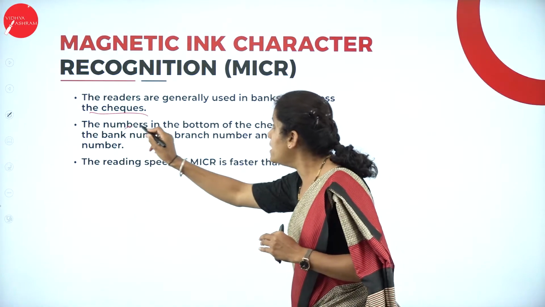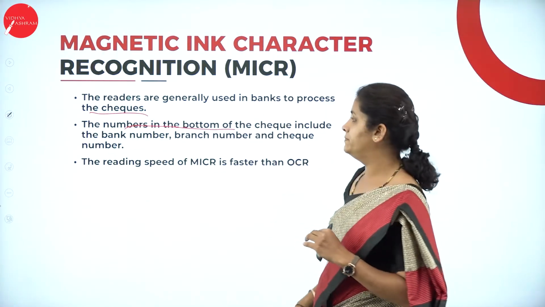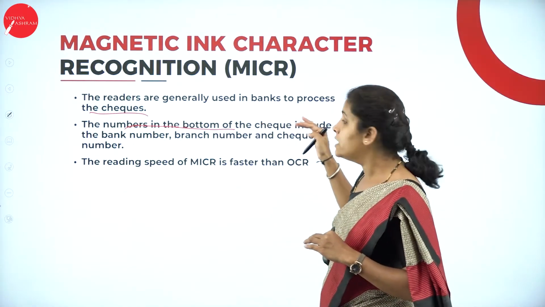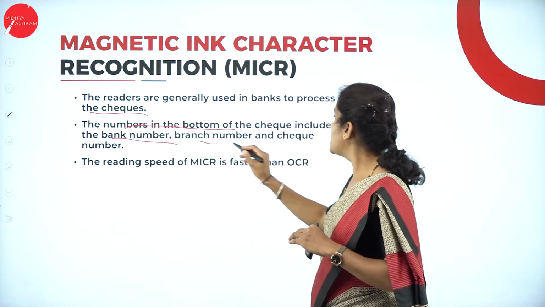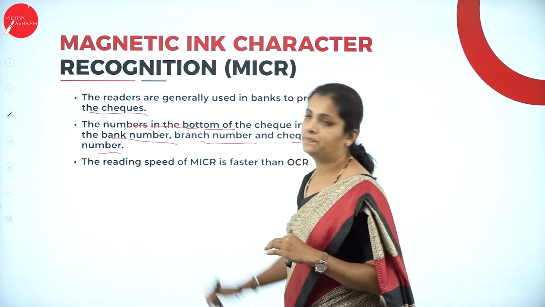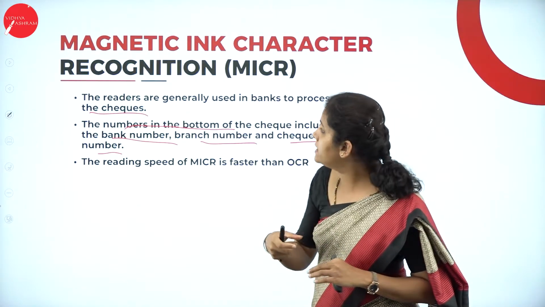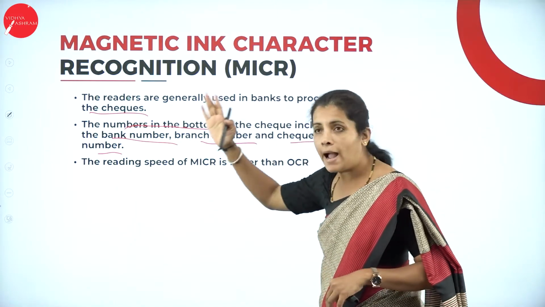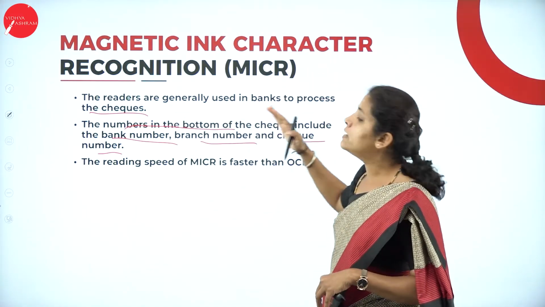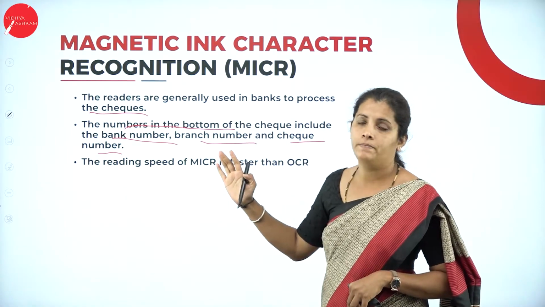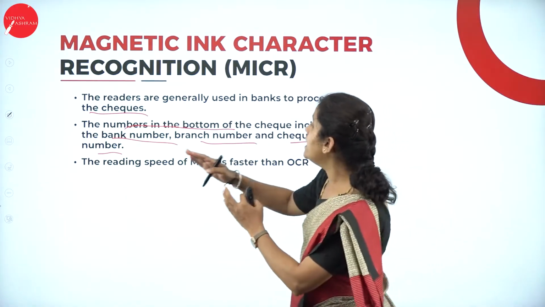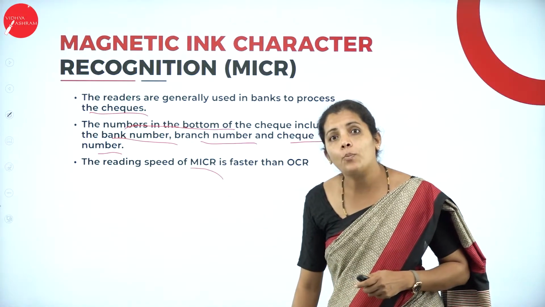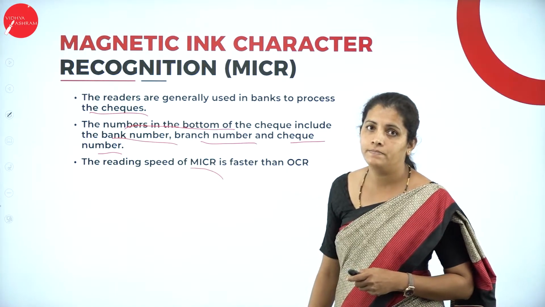The numbers at the bottom of the check include the bank number, branch number and check number. Dear students, the reading speed of MICR is greater than the optical character recognizer.